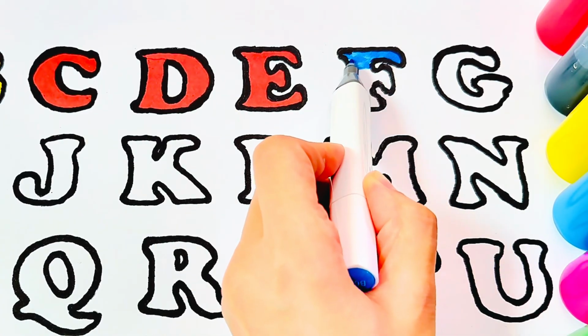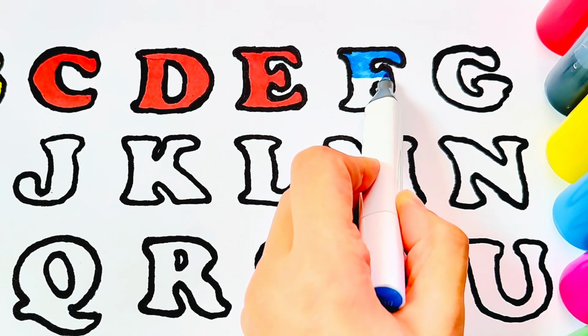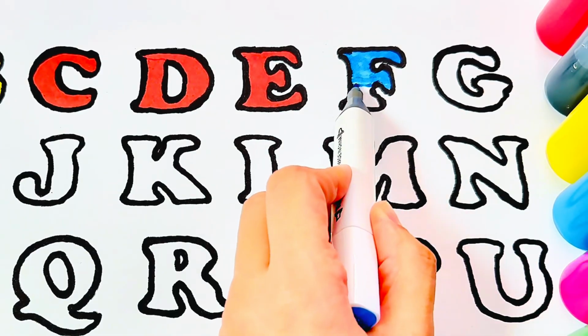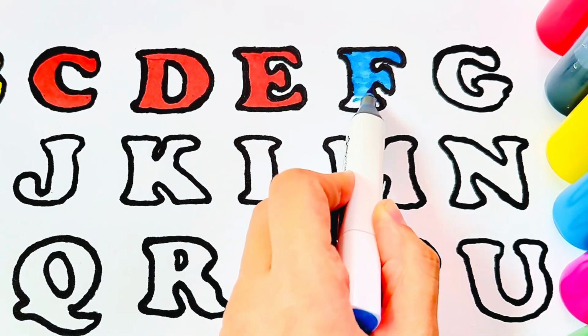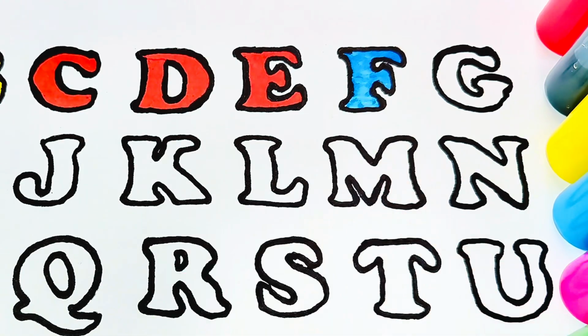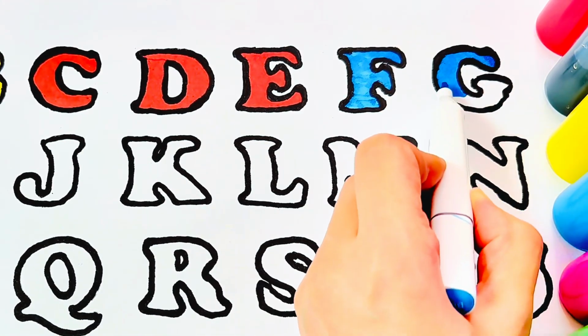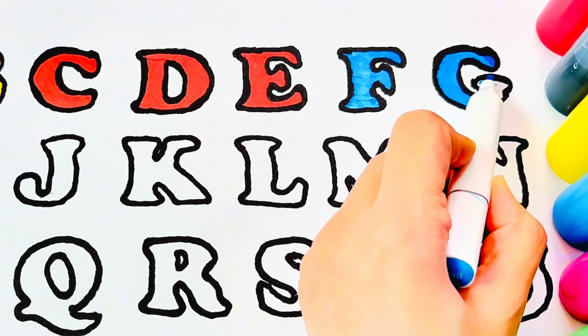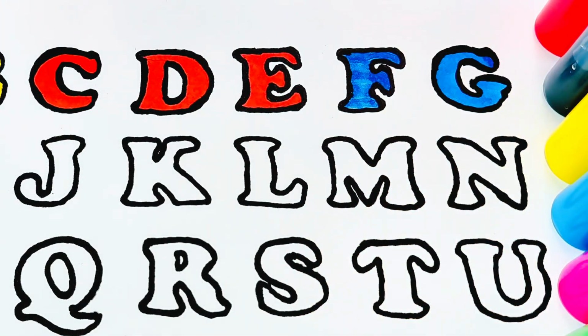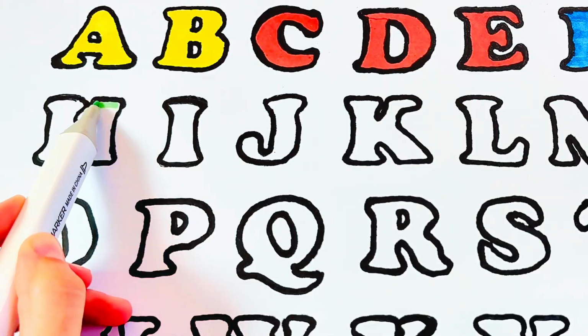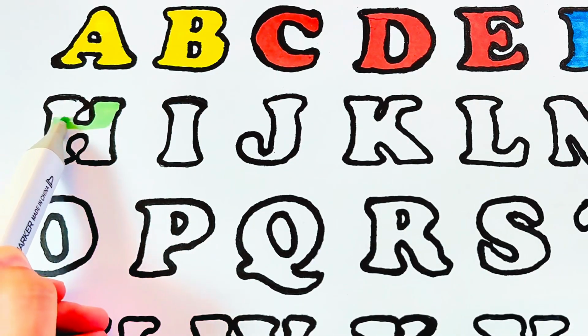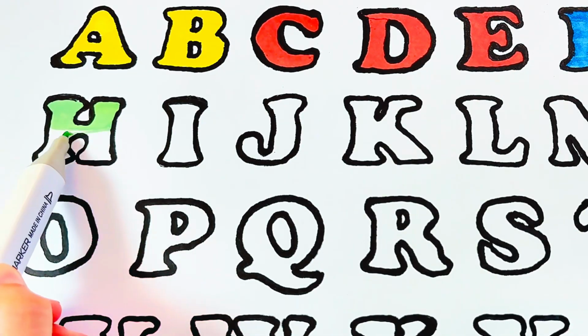Ring. F is for frog. S is for snake. T is for tennis. Tennis. G is for giraffe. U is for umbrella. Umbrella. V is for van. I will color the letter H with light green. Van.